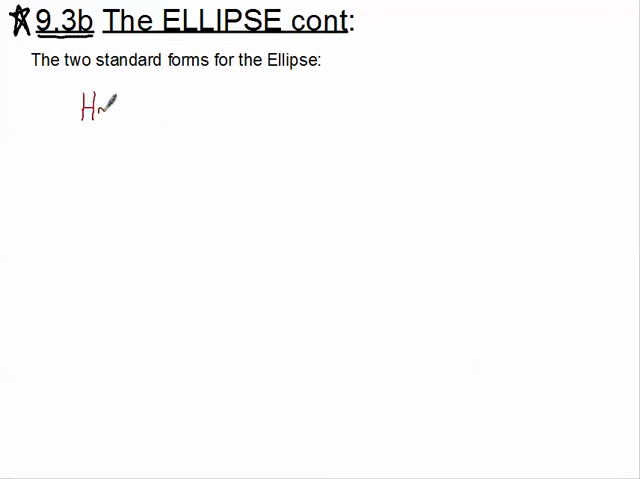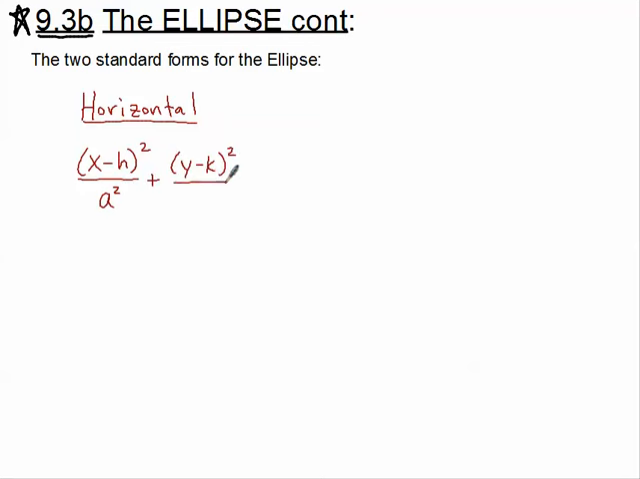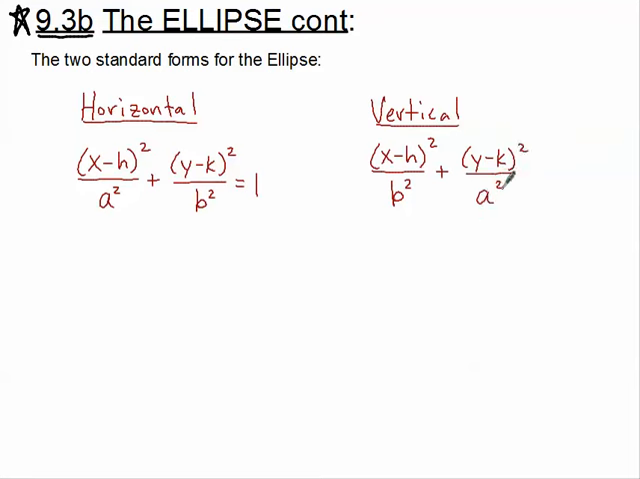We have a horizontal ellipse, and that standard form is (x minus h) quantity squared divided by a squared, plus (y minus k) quantity squared divided by b squared equal to 1. And we also have a vertical ellipse, and that standard form is (x minus h) quantity squared divided by b squared plus (y minus k) quantity squared divided by a squared, all equal to 1. So we're going to be choosing one of these two standard forms for each of our problems today.